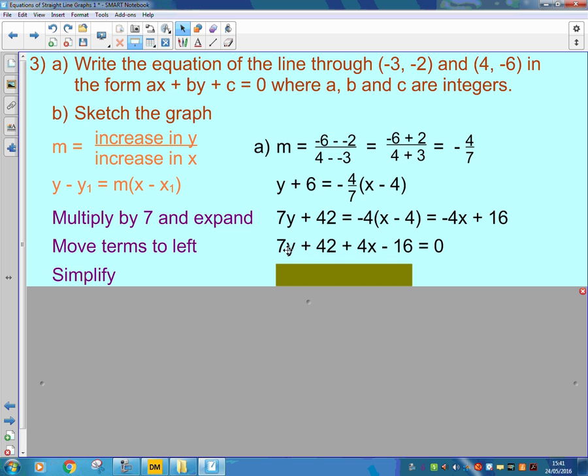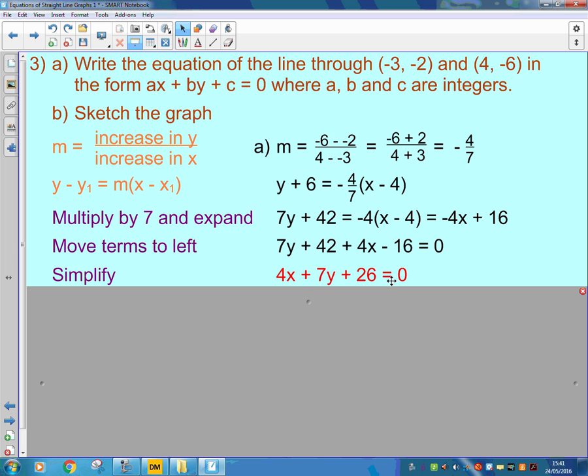And now just simplify. I've got 4x add 7y, or 7y add 4x, doesn't matter which way round I have those. 42 take away 16 is 26. So I've now got it in the right form. Notice I've got number of x, number of y, and number on its own equals 0. And all these numbers, 4, 7, and 26, are all integers.